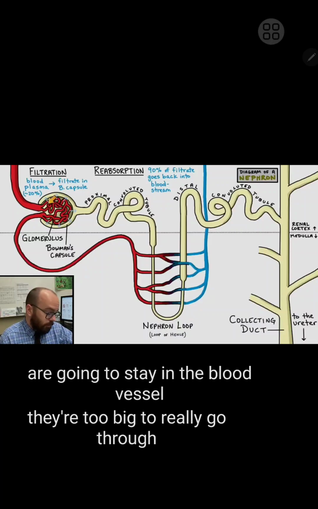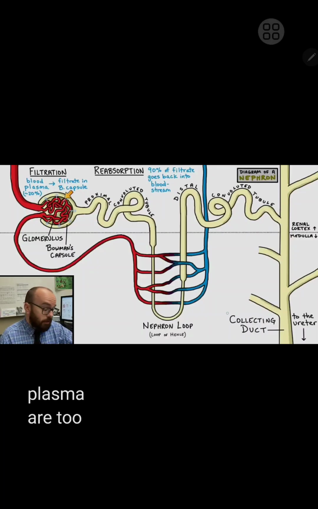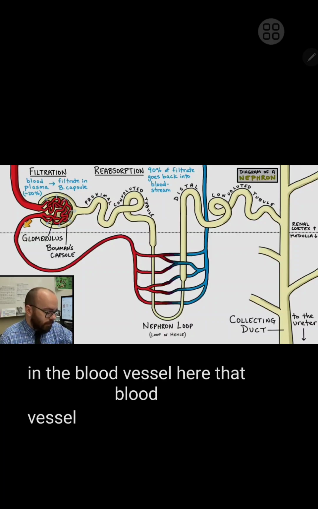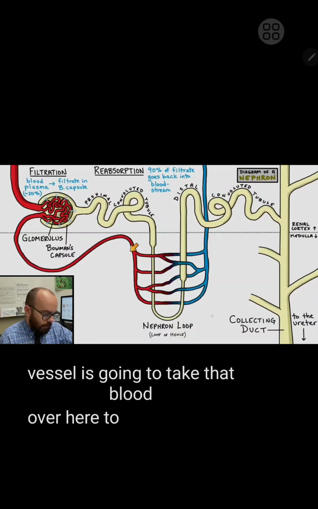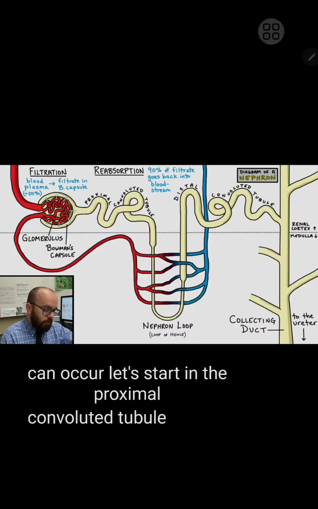They're too big to really go through filtration here and end up there. Also, a lot of our bigger proteins in our blood plasma are too big to actually get filtered out. So most of those will stay in the blood vessel here. That blood vessel is going to take that blood over here to where the nephron loop is so that reabsorption can occur. Let's start in the proximal convoluted tubule and see what happens here.